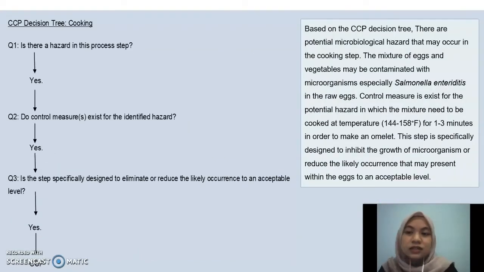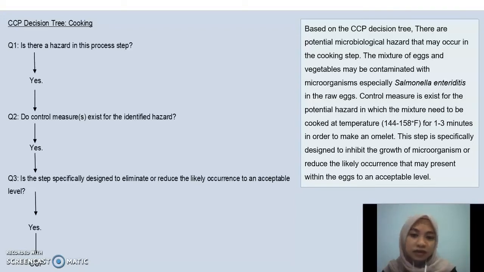CCP decision tree for cooking. There is a potential microbiological hazard that may occur in this process, which is Salmonella enteritidis within the raw eggs. The control measure that we take for this specific hazard is cooking the omelette at 144 to 158 degrees Fahrenheit for 1 to 3 minutes. This step is specifically designed to eliminate or reduce the potential hazard by inhibiting the growth of the microorganisms.